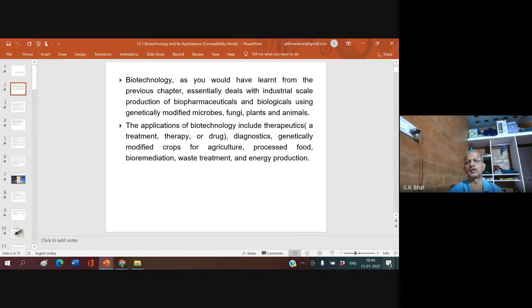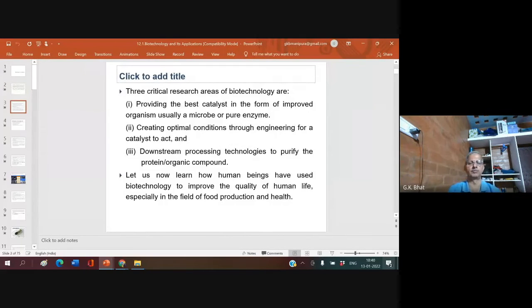The applications of biotechnology include therapeutics. What is that? Treatment of diseases, therapy, or drug, together called therapeutics. Then diagnostics, genetically modified crops for agriculture, processed food, bioremediation, waste treatment, and energy production. All these are the direct effect of applications of biotechnology. Now let us look into these one by one.